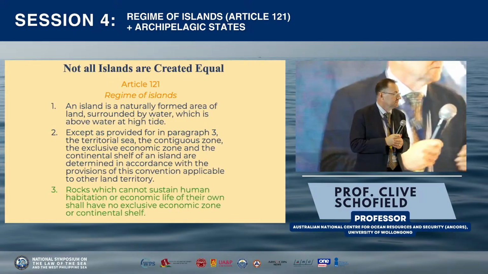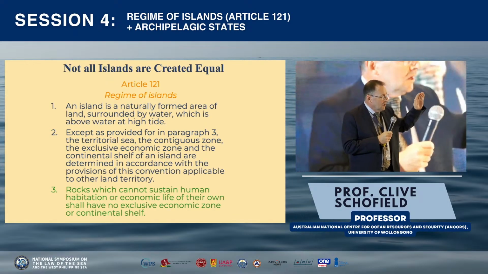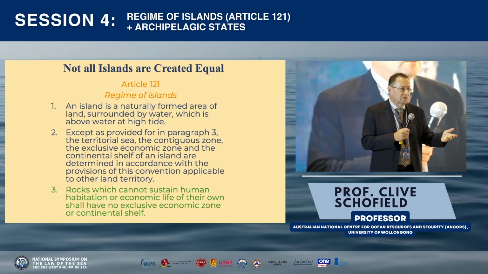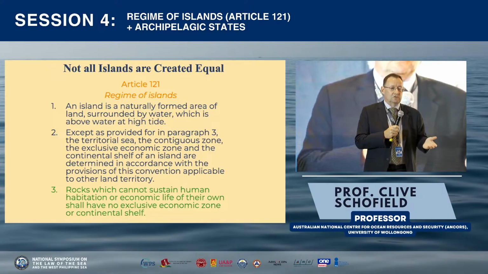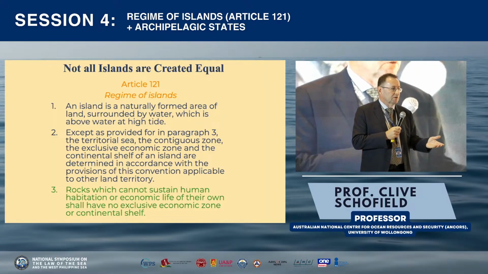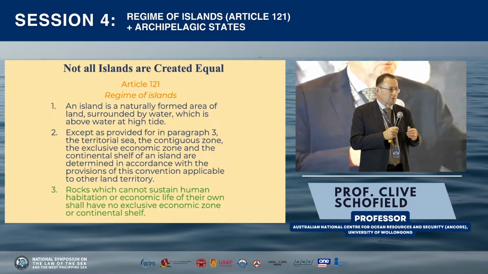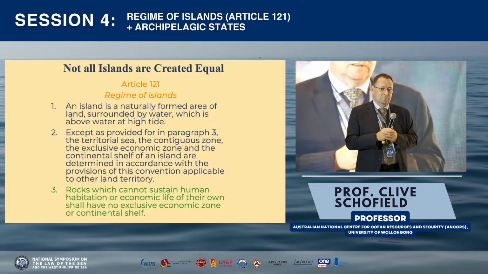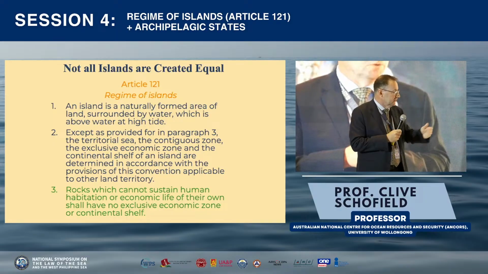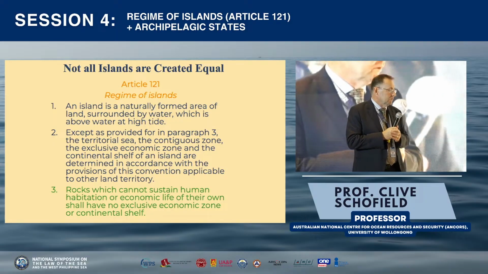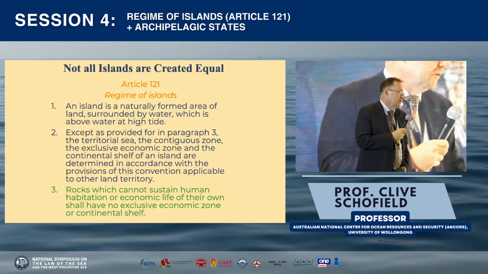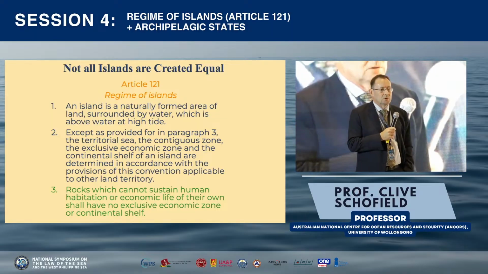Next, please. Paragraph 2 of Article 121 essentially says that you treat islands just as you would any other part of your territory. So they generate the full suite of claims to maritime jurisdiction. But paragraph 3 is the awkward one. It defines where rocks which cannot sustain human habitation or an economic life of their own shall have no EEZ and no continental shelf.